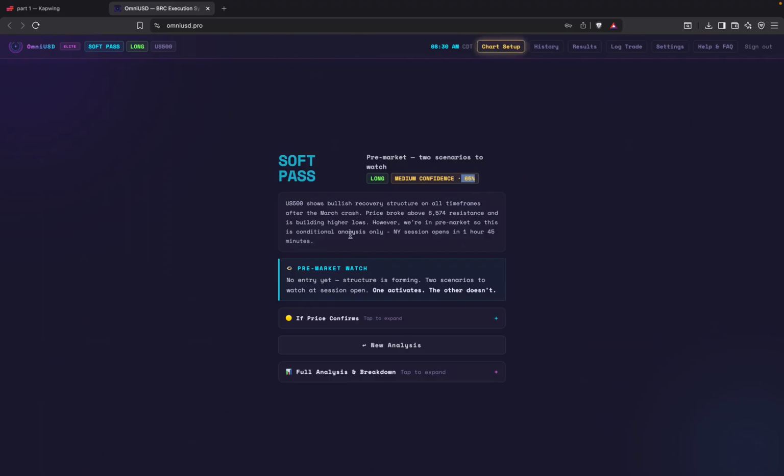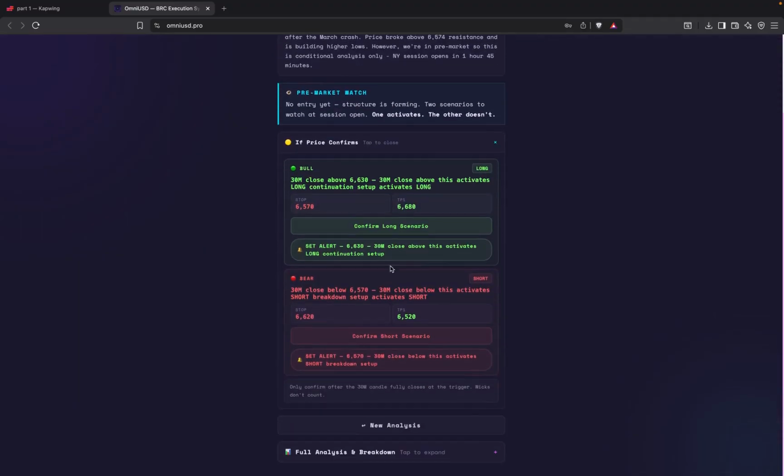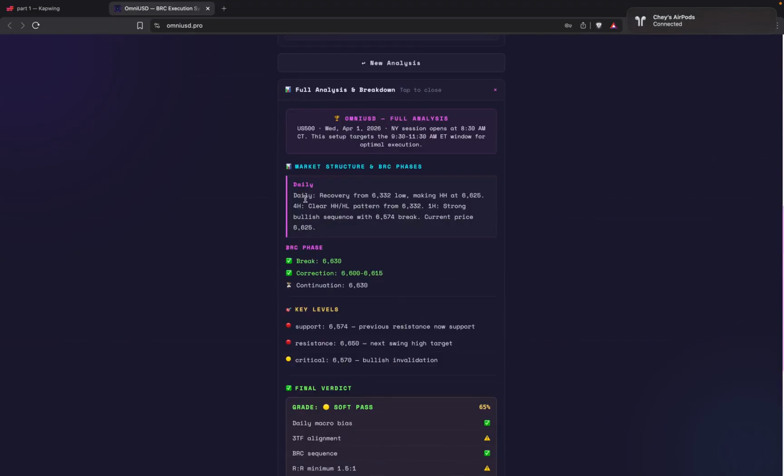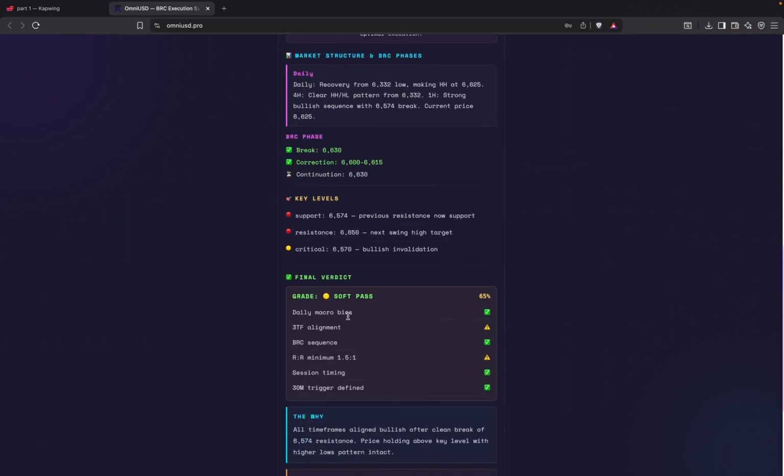65%, right? US 500 shows bullish recovery structure on all time frames after the March crash. Price broke above 65.74. Resistance is building higher lows. However, we're in the pre-market, so this is conditional analysis only. And New York is 1 hour and 45 minutes, but it's already open, right? So it gives us our 30 minutes must close above 66.30, or 30 minutes must close below 65.70 to give us A+ setups. And if you want to do the full analysis and breakdown, it's always down here at the bottom, and you can read this, because it's everything we need to know.